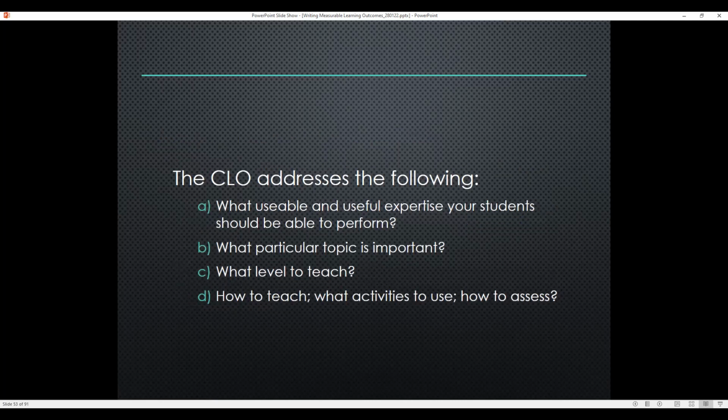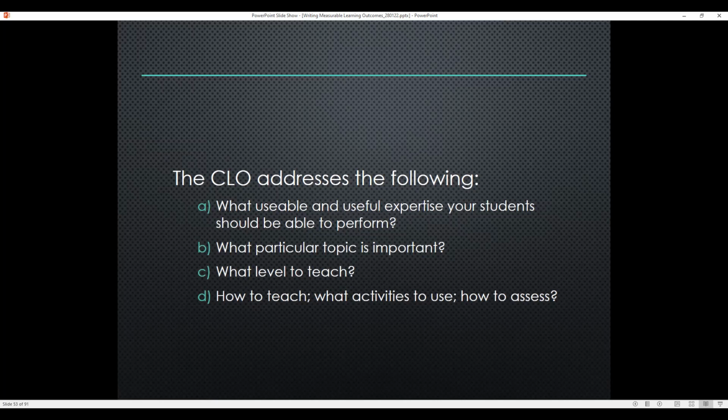So the CLO actually addresses all these things. What usable or useful expertise should your students be able to perform at the end of it? What particular topic is important for you to help your students achieve this outcome? That is why you plan your CLO first, then you look at what topics you want to put inside to help the students achieve it. Not topics first, then only write the CLO.